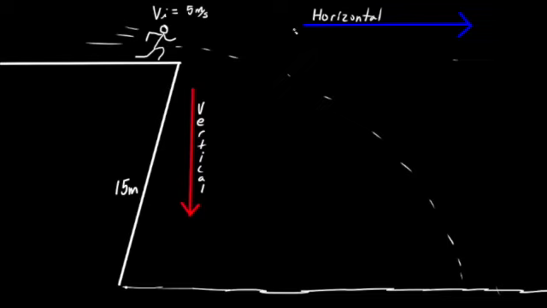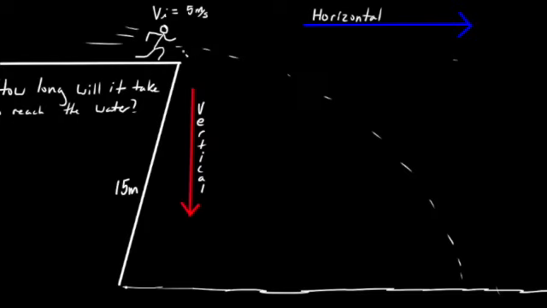Whatever type of motion is going on horizontally is not affected by the motion happening vertically, and vice versa. The vertical motion going up and down is unaffected by the motion happening this way. So I can look at those two things separately from each other. For example, let's say a question asks, how long will it take to reach the water? In other words, after he leaves the edge of the cliff, how many seconds pass before he makes it to the bottom?